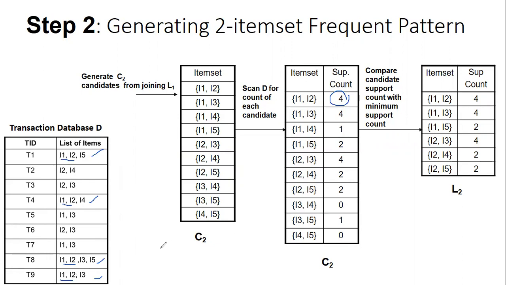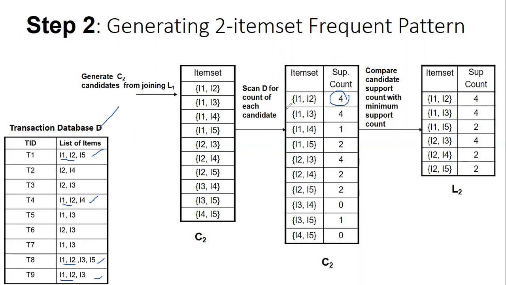I3, I5, yeah, here it is. I3, I5, it is 1. I4, I5, 1. Okay, it looks like I4, I5, it is actually item 4, item 5. Item 4, item 5, nobody has purchased, so it is 0. This is the actual count from the original database.